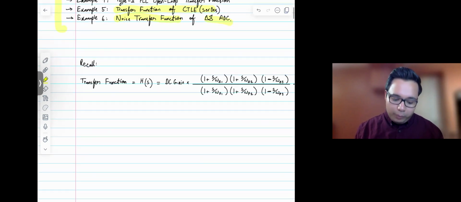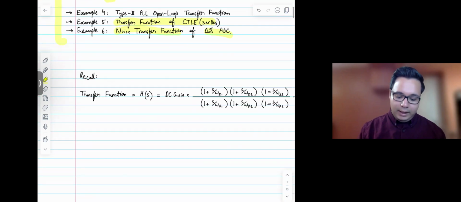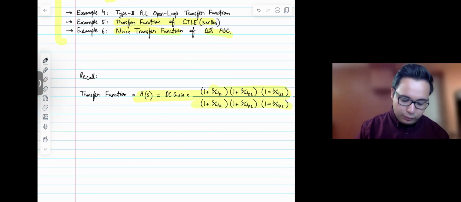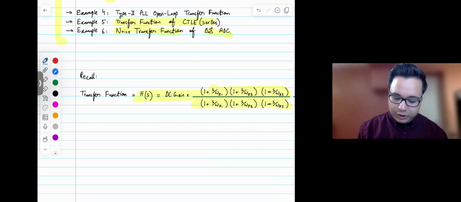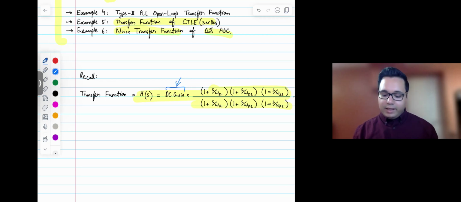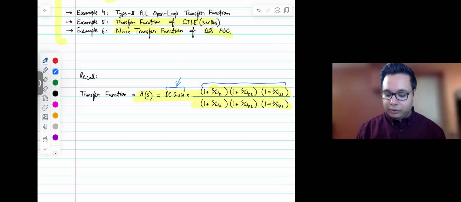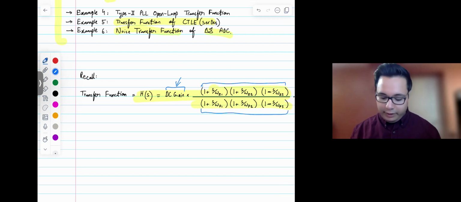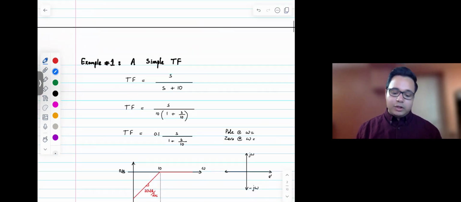All right, so before we start, I want you to recall that usually we have this form in which we like to see our transfer functions. As a prefix of this equation, we have the DC gain, and then any S terms at the top, those are the zeros, and any S terms at the bottom, those are the poles. All right, so let's start with the examples.